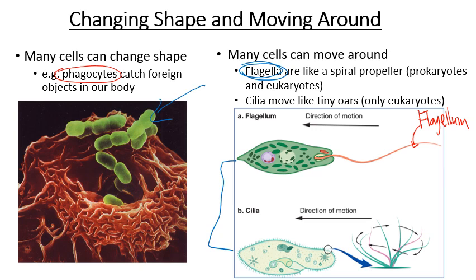Flagella are not very common in animals and multicellular organisms, but in humans, sperm cells are the one type of cell that still have a flagellum, because obviously they need to swim so that they can fertilize an egg.